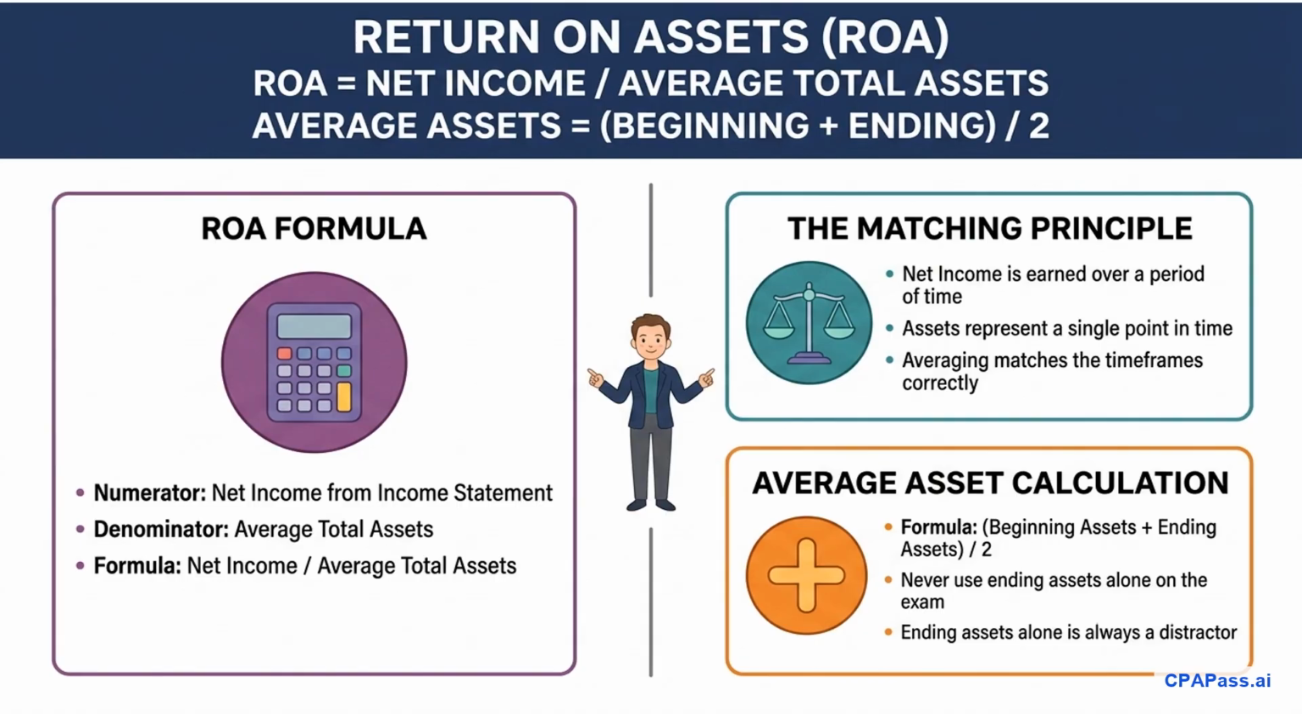Calculate average total assets by adding beginning total assets to ending total assets and dividing by 2. The examiner's favorite trap is providing only the ending assets in a simple list, hoping you will skip the averaging step entirely. Using only ending assets will lead you straight to a highly attractive distractor choice.